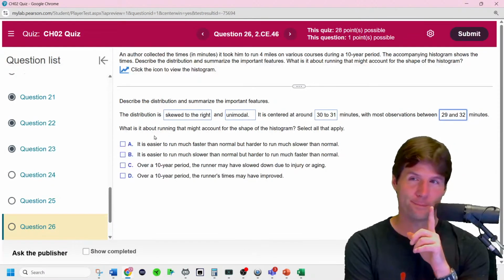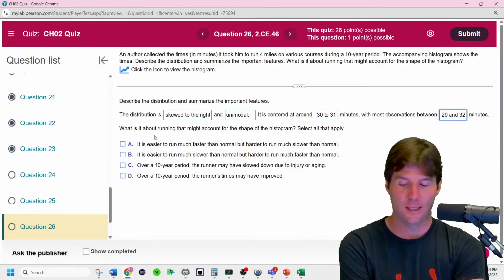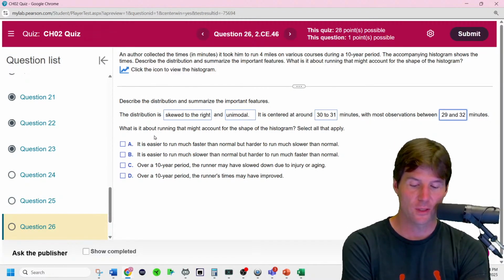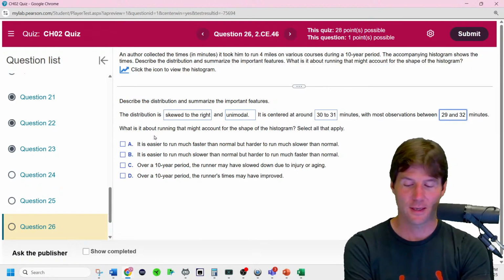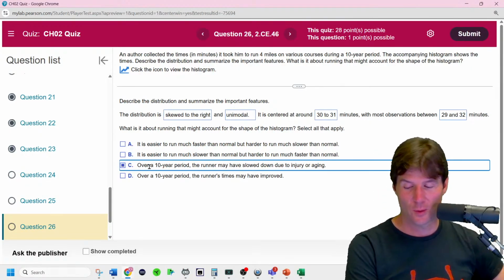And so now, this one's a bit weird. And it's probably, over a 10-year period, the runner may have slowed down due to age or injury. They should have said a runner in their 40s. It's like getting too real for a moment. So I'm probably going to get slow.